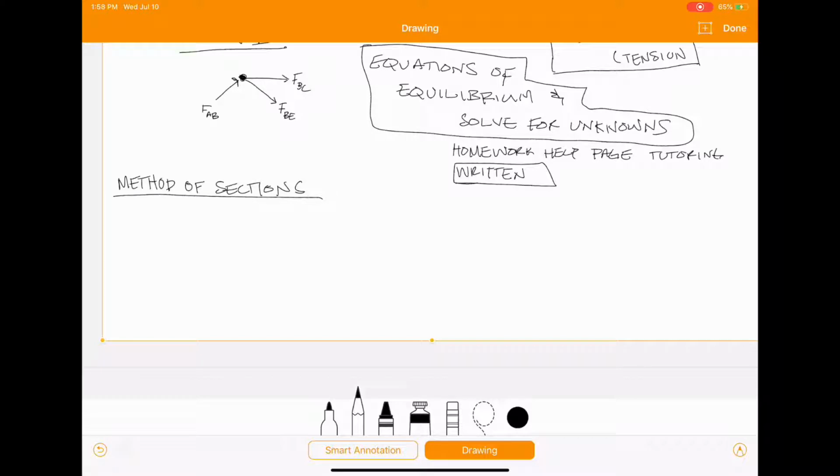So for this, we'll just use the same truss that we evaluated in the last problem. And your first two steps for method of sections are going to be the same.